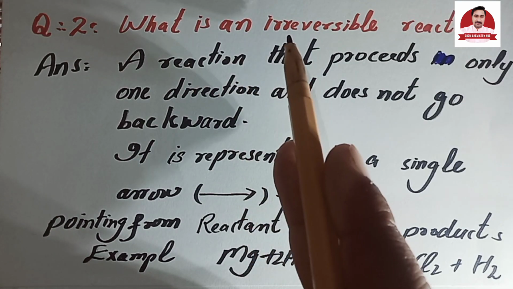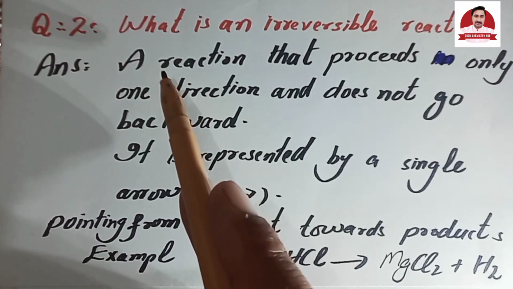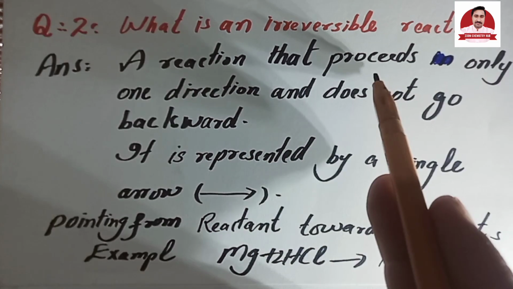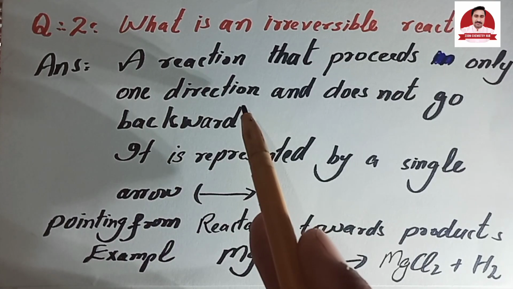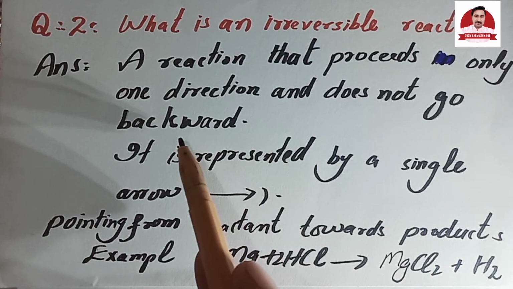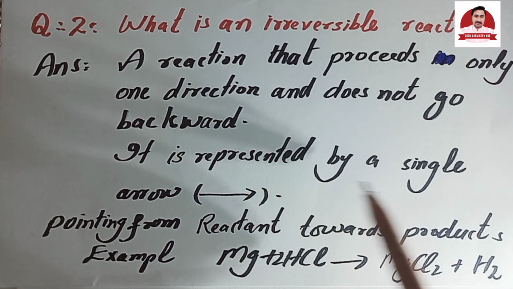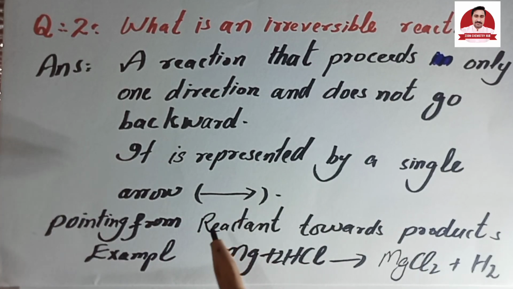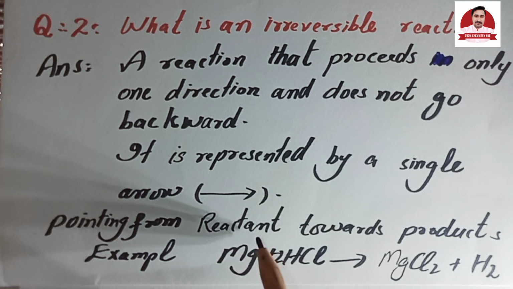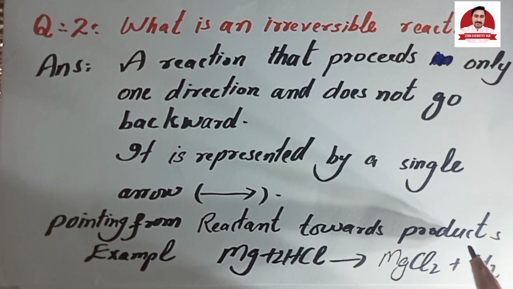Next question: what is an irreversible reaction? A reaction that proceeds in only one direction and does not go backward. It is represented by a single arrow, and this arrow is pointing from reactant towards the product.